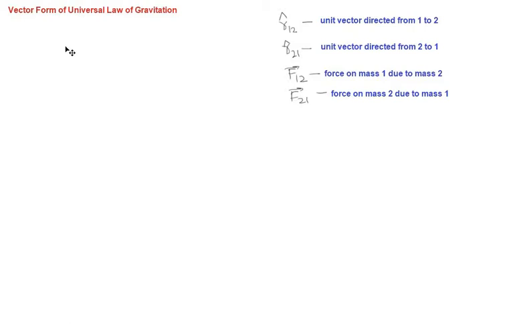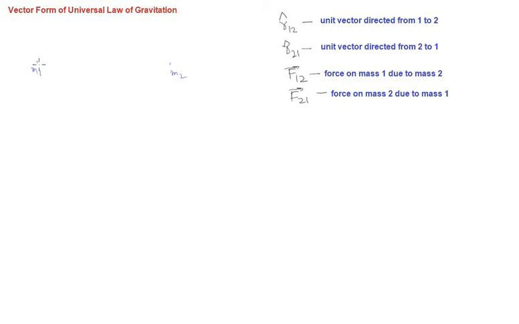Hello students, in this lecture we are going to talk about the vector form of the universal law of gravitation. Why vector form? We know that force is a vector. That's why the force must be expressed in vector form. So again, let's take the same example of two masses m1 and m2. They will apply force on each other.